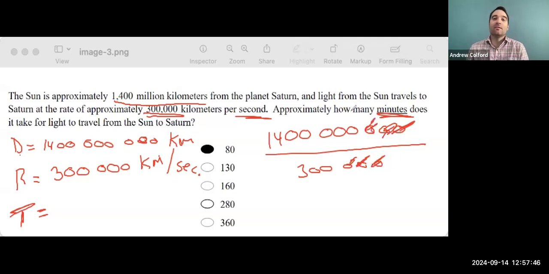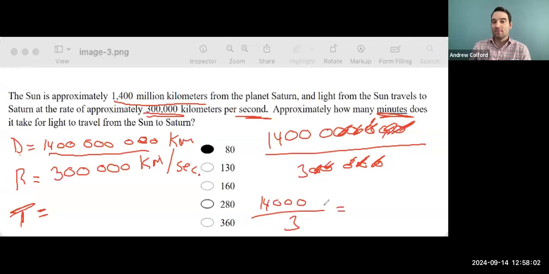The 2, 3, 4, 5. Did I get that right? Yeah, okay. And of course, this is not going to fit in your calculator, so we do have to chop those zeros down. And I get 14,000 divided by 3. Ellen, what does that number come out to? Four, 6, 6, 7. Sounds about right. So 466.6666. We'll just round that to 4667.